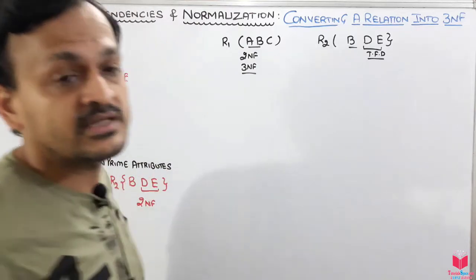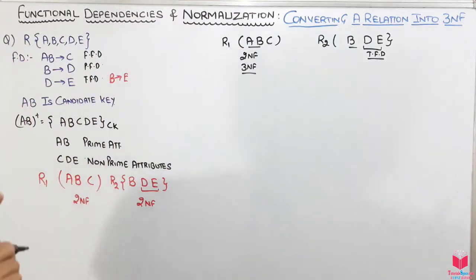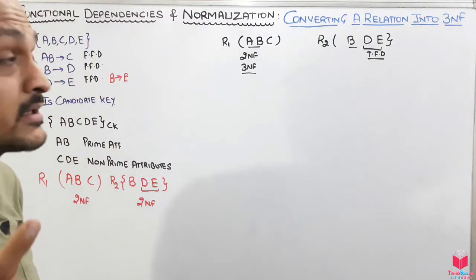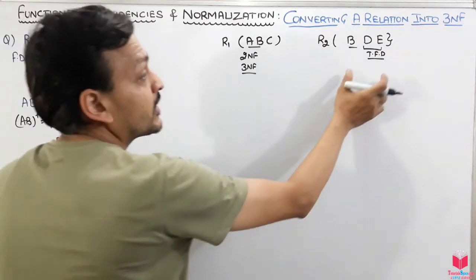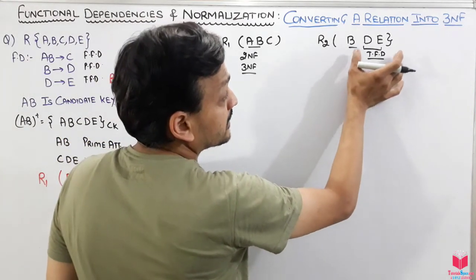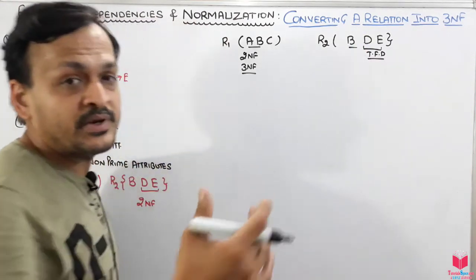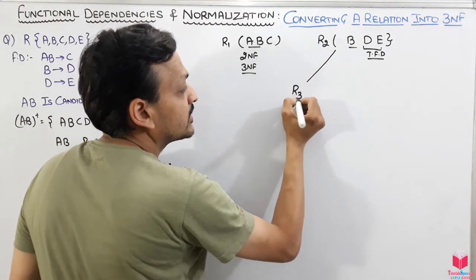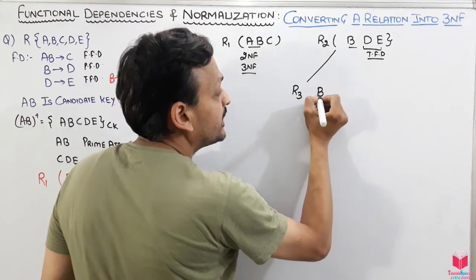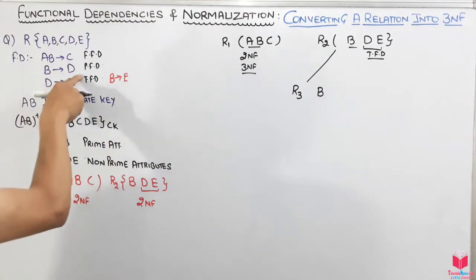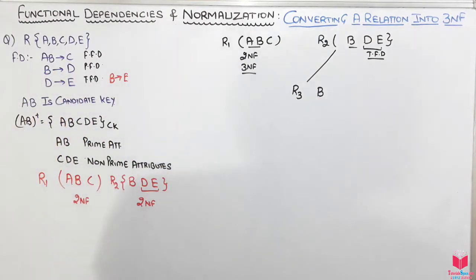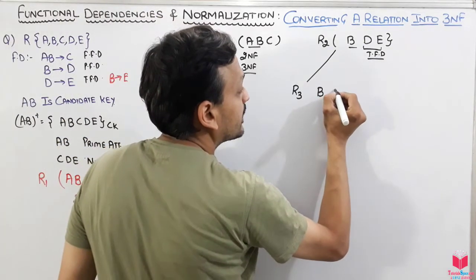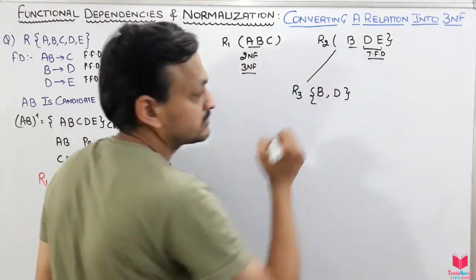So we have to remove this transitivity. In the previous session, when we did the third normal form, we removed the transitivity by taking this attribute in a separate table. So how can we do that? This R2 is divided into one table, where D is completely dependent upon B. So we will take B and D in one table.